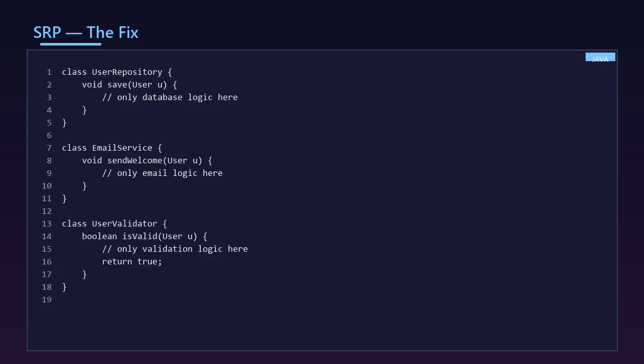Now, each class has one job. User repository handles only persistence. Email service handles only emails. And user validator handles only validation. If the database changes, only user repository is affected. The other 2 classes don't even know about it. This is clean separation. Each class has exactly one reason to change.